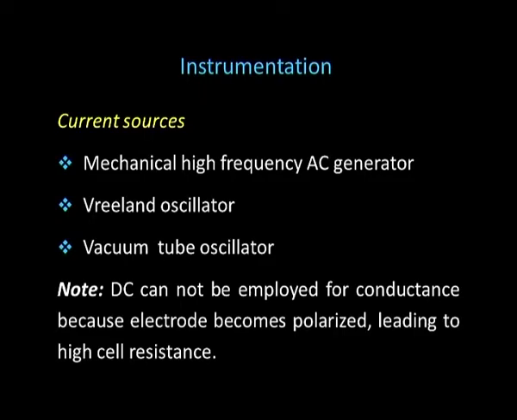In the instrument, the current source is the first one. He suggested that a mechanical high frequency AC generator needs to be used, a Weirland oscillator and a vacuum tube oscillator. Here we must remember DC cannot be employed for conductance because the electrode becomes polarized, leading to high cell resistance.